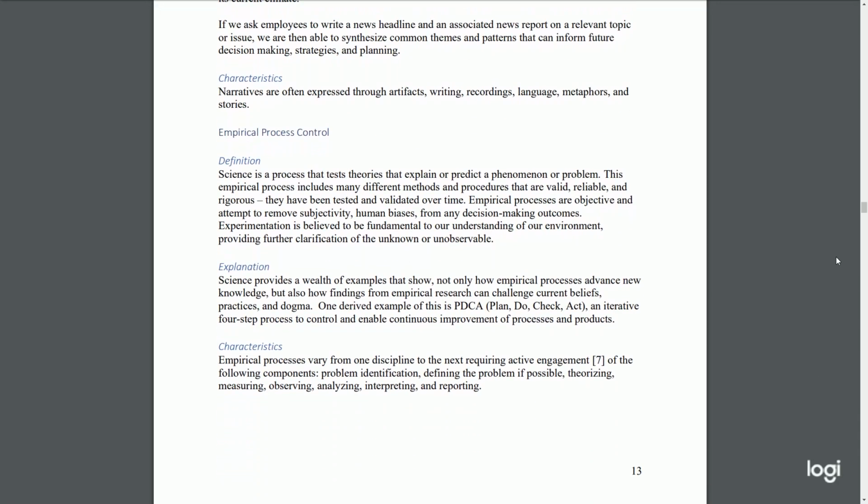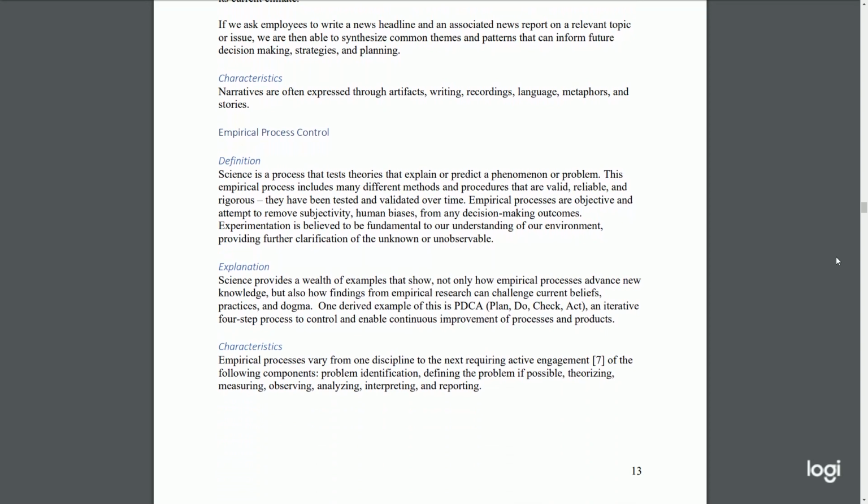Explanation. Science provides a wealth of examples that show not only how empirical processes advance new knowledge, but also how findings from empirical research can challenge current beliefs, practices, and dogma. One derived example of this is PDCA, Plan, Do, Check, Act, an iterative four-step process to control and enable continuous improvement of processes and products.